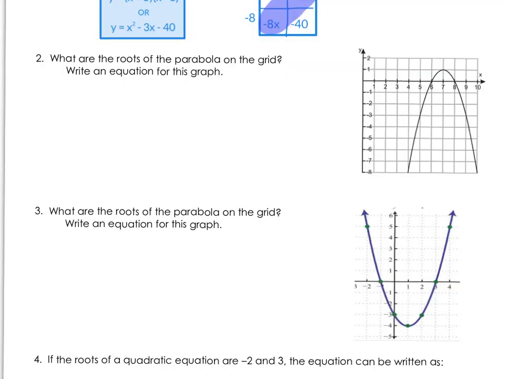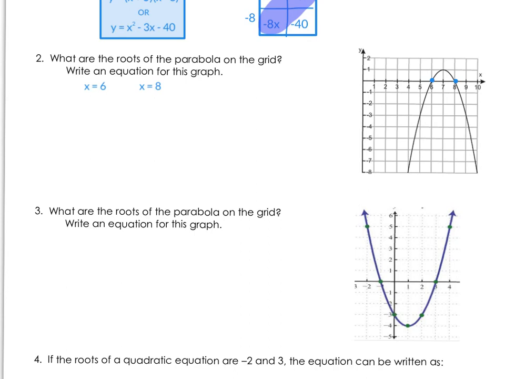Number 2 first asks, what are the roots of the parabola on the grid? So let's identify those first. So remember, those are the points where it crosses the x-axis. So I identified them on the graph with points. Now I just need to write down what they are. So I can see that they happen at an x value of 6 and an x value of 8. So I will write those two down.